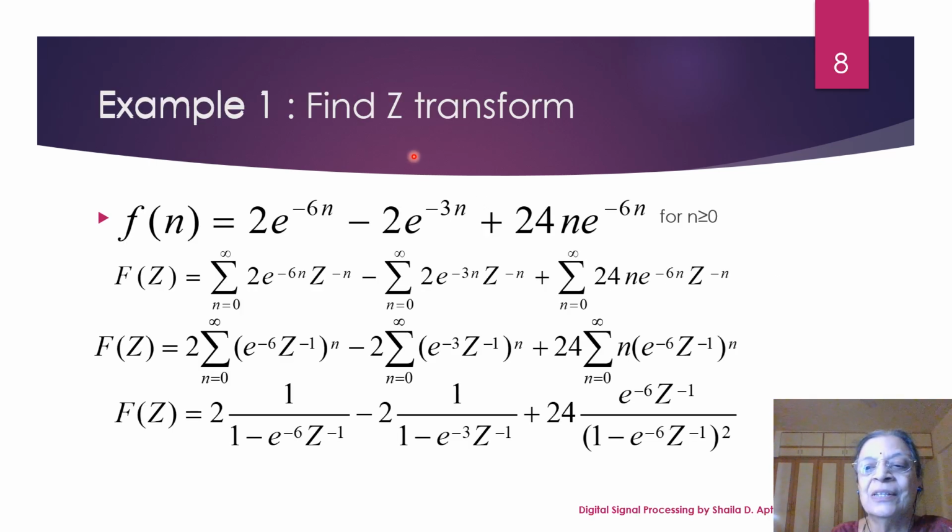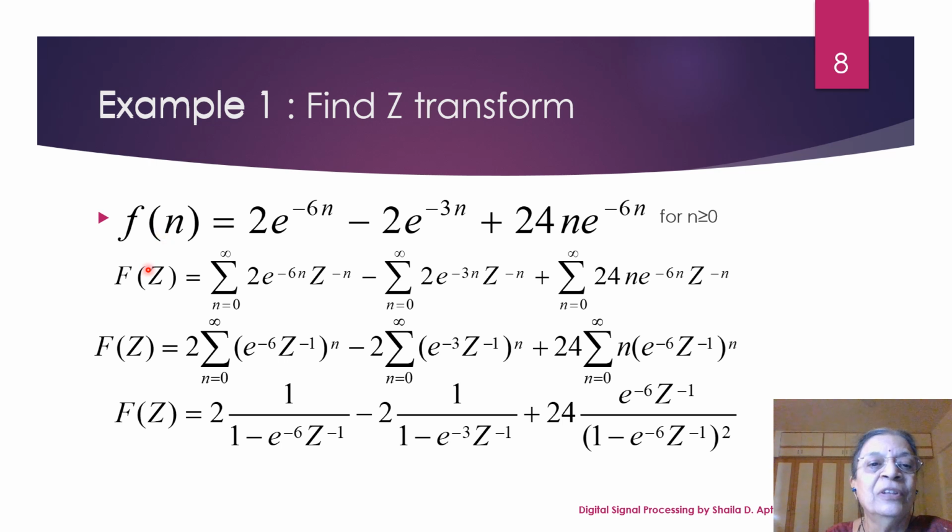Now consider one example. Fn is given by 2 e raised to minus 6n minus 2 e raised to minus 3n plus 24 n e raised to minus 6n, and this is defined for n greater than or equal to 0. So if the sequence is defined as existing for n greater than or equal to 0, we say that it is a right-handed sequence.